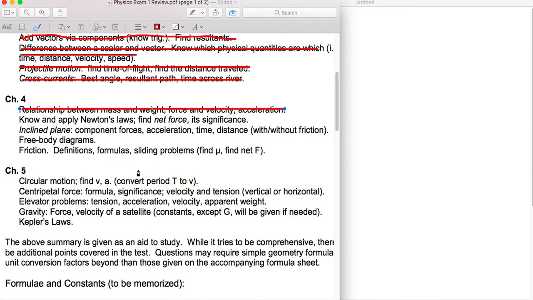Know and apply Newton's laws. Find the net force and its significance. I covered this completely in one of our previous videos, so check that out for sure. I have 3 videos on forces, so I hope that's helpful for you. Inclined plane with and without friction. I was not able to address that one, so I apologize for that.